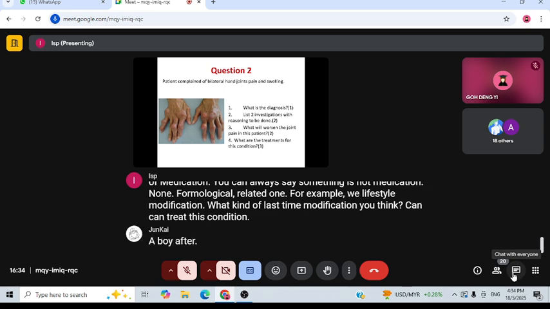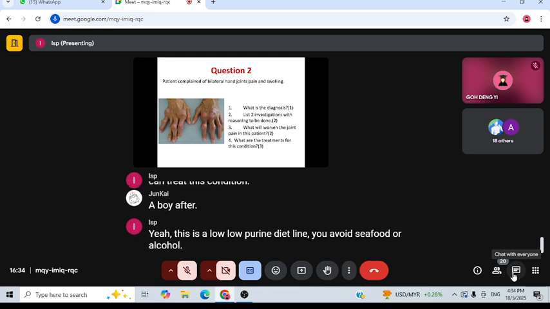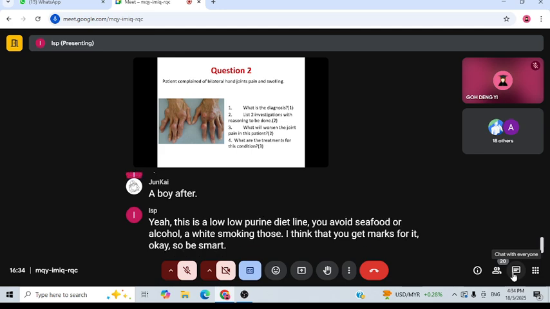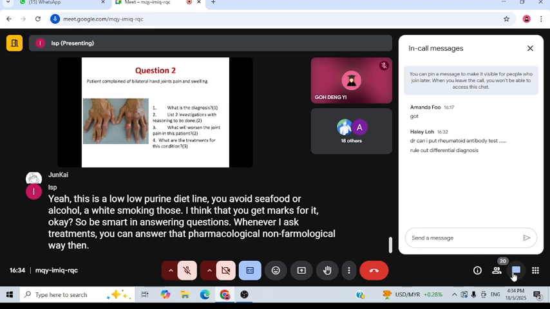Avoid alcohol. It means a low purine diet. You avoid seafood, avoid alcohol, avoid smoking. Those are things that you get marks for. So be smart in answering questions. Whenever I ask about treatments, you can answer in a pharmacological or non-pharmacological way. Then you wouldn't lose marks by not answering enough.